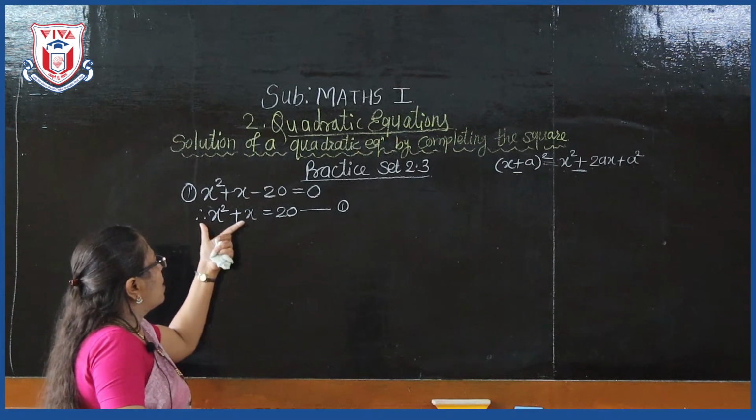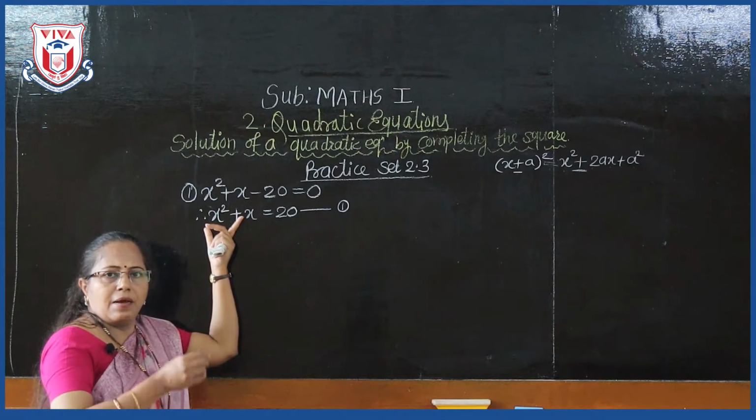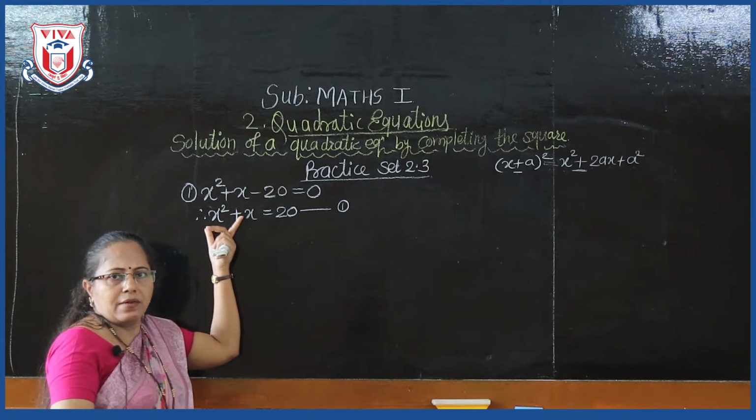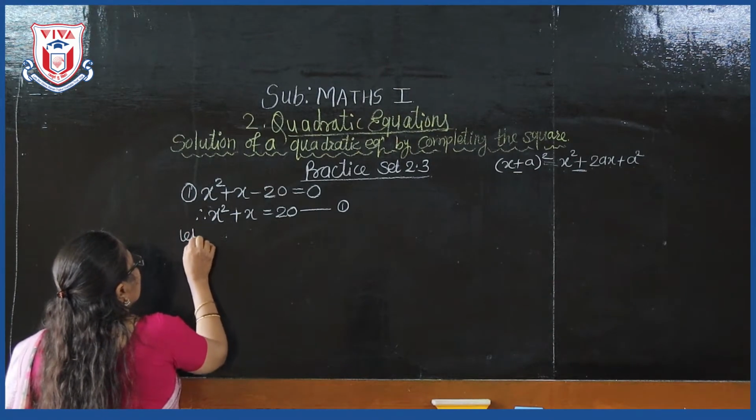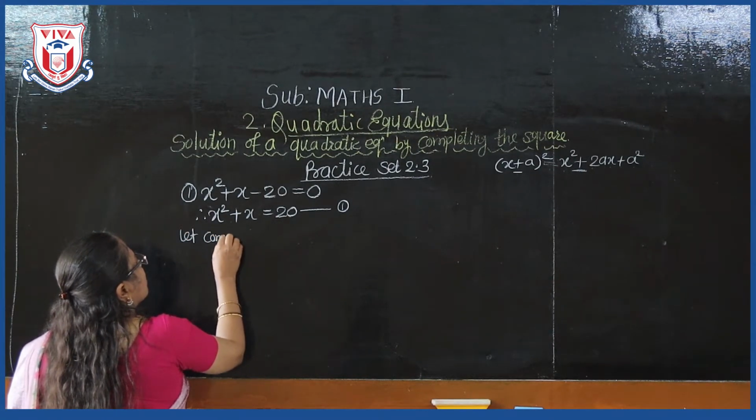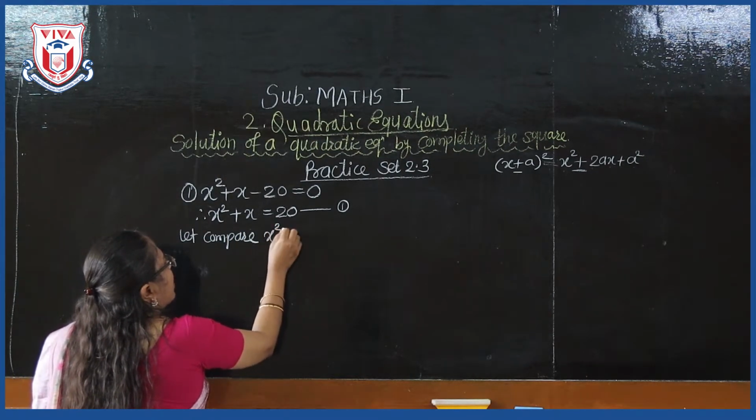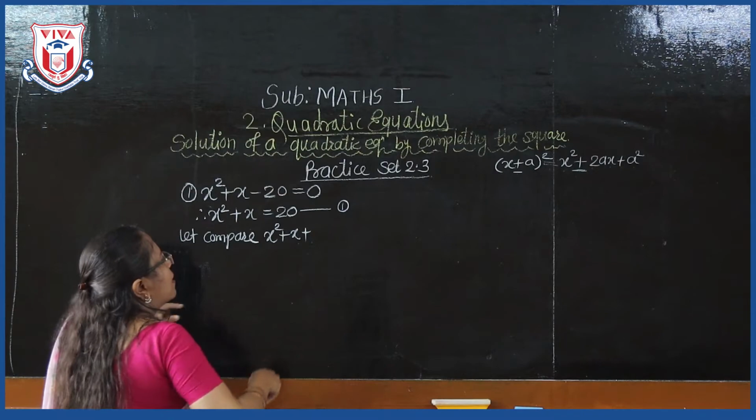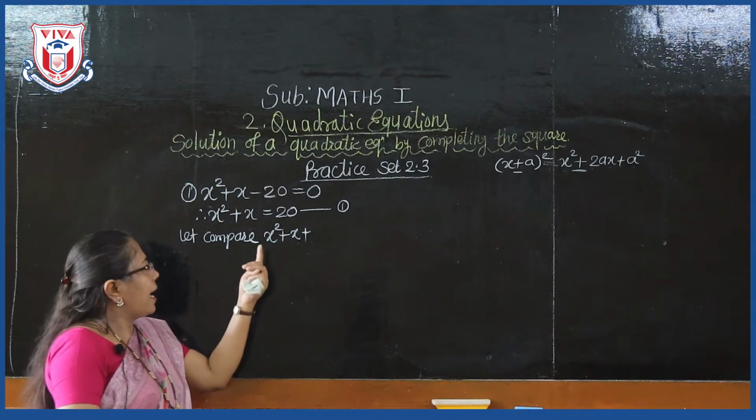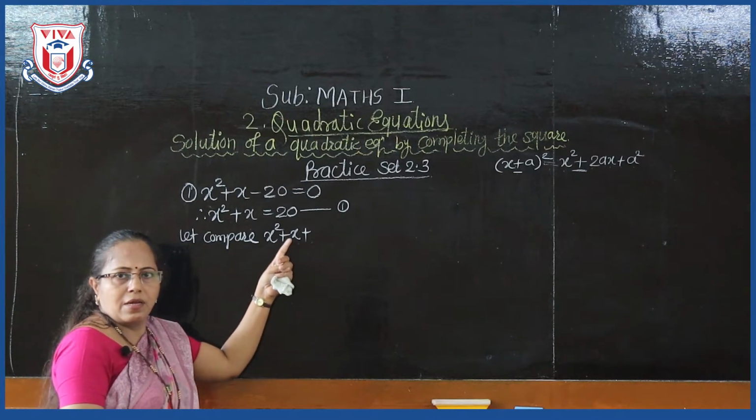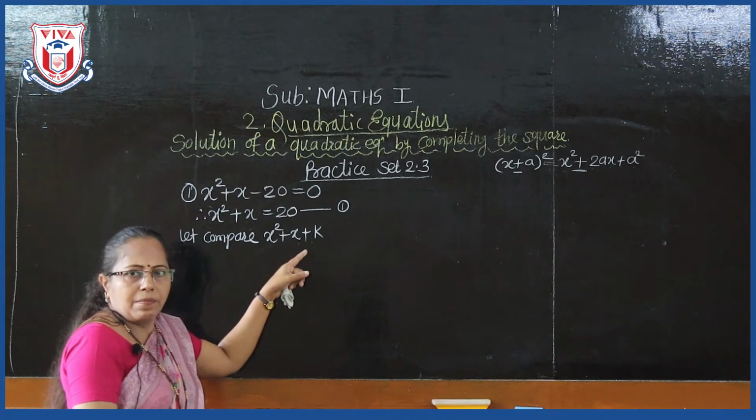Now we have to convert this left hand side of the equation into a perfect square. Okay. So let us compare this term, x square plus x. To get the complete square, we require 3 terms, and here we have only 2 terms. So we will add a third term, k.